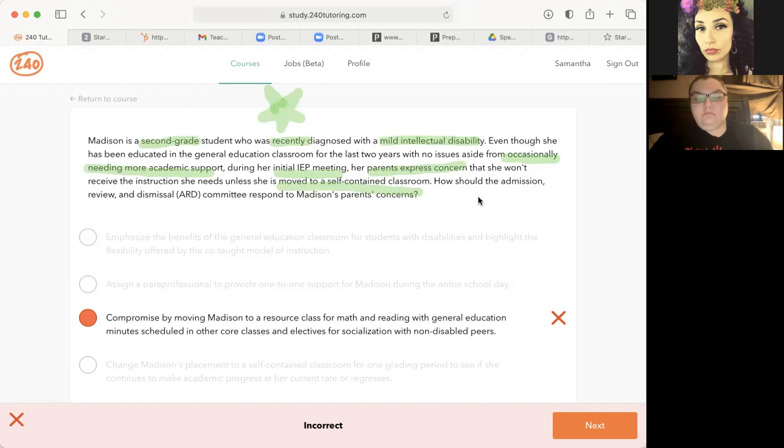So let's take a look at the answer choices. Emphasize the benefits of the general education classroom for students with disabilities and highlight the flexibility offered by the co-taught model of instruction. Okay, do you see why that one seems like a pretty good answer right away? Yeah, after everything you explained, it sounds like a correct answer.